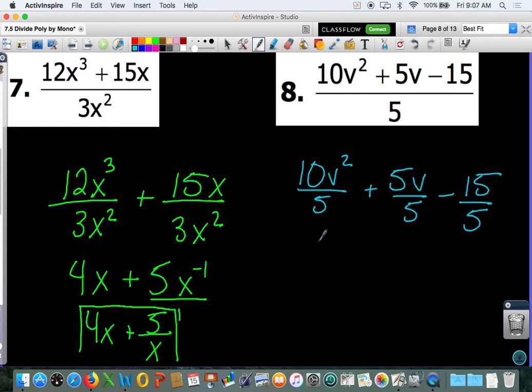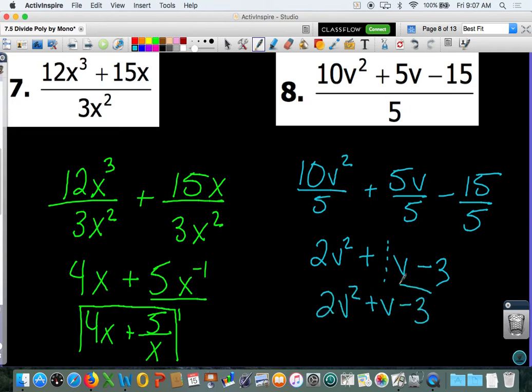10 divided by 5 is 2. V squared comes down. Plus 5 divided by 5 is 1. And the v comes down. Minus 15 divided by 5 is 3. This 1, I made it dotted because remember, you don't have to write that there. So 2v squared plus v minus 3 would be your final and reduced answer.